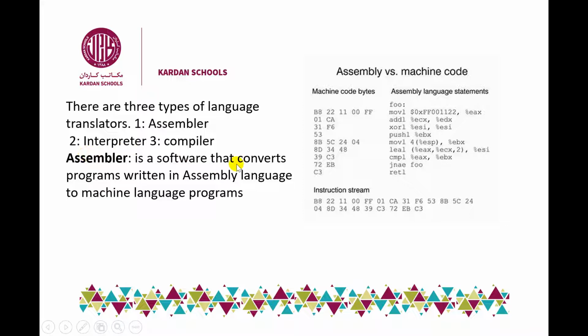Assembler is a software that translates programs written in assembly language into machine language. For example, this is an example of assembly language. You write move, add, subtract, push. These are the instructions you write in assembly, then a translator translates this program into machine language. The computer just understands 0s and 1s.